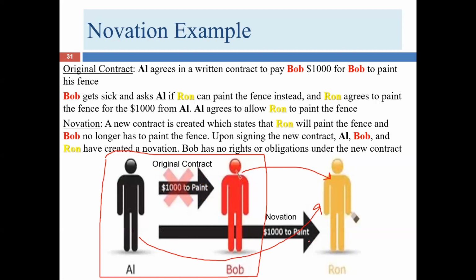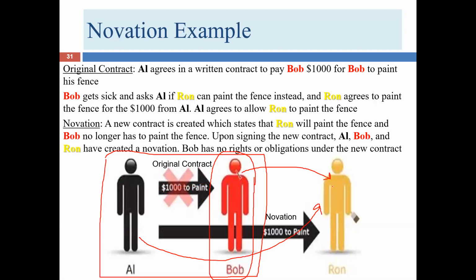Ron shows up. He does a great job painting the fence. Al's happy with the work. Ron has given Al notice of the assignment, and so Al pays Ron the $1,000. Everybody's happy. It worked out just fine. So you might say, well, what's the difference between a delegation of the duty and assignment of the asset, and a novation? The main difference is poor Bob here. If it's a delegation and an assignment, Bob remains on the hook for the delegation because Al didn't get the opportunity to approve Ron. Remember, Bob on his own did the delegation.